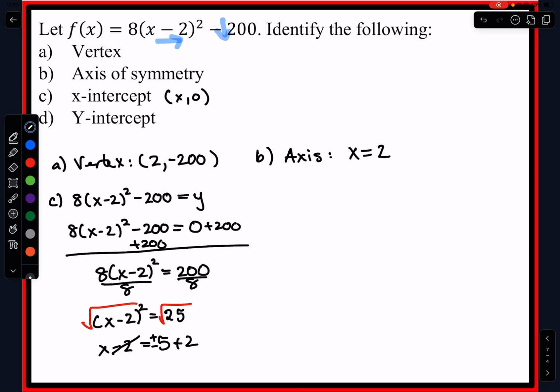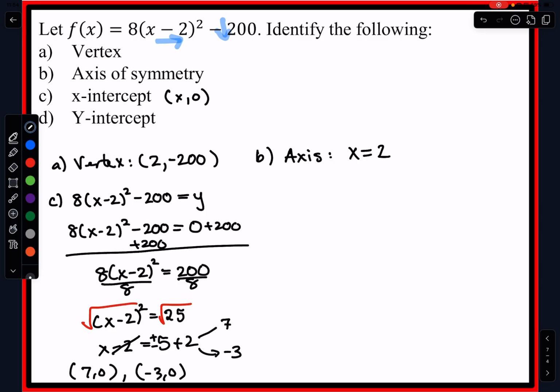And here are the x-intercepts. There's two possibilities. The first possibility, when x is positive 5, plus 2, that gives us 7. And the second possibility is when the square root of 25 is negative 5, and negative 5 plus 2 is negative 3. So our intercepts will be 7, 0, and negative 3, 0.